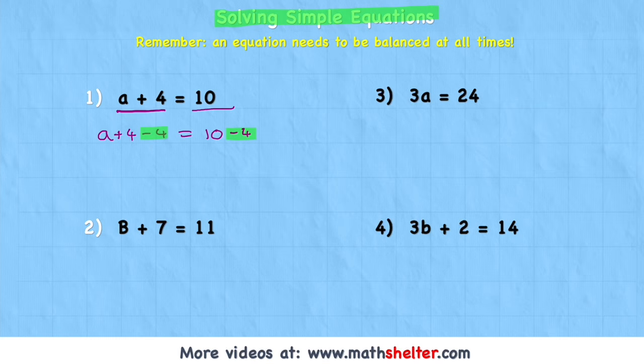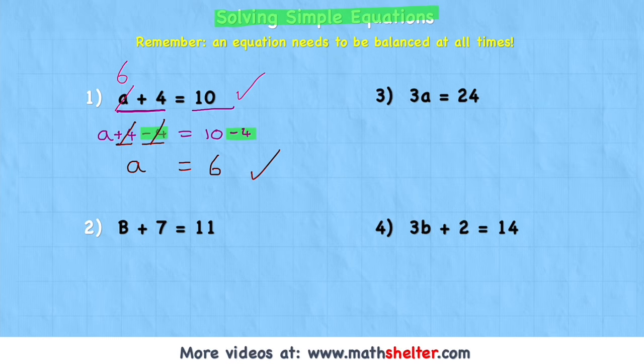And what that's enabled us to do is it's now saying that my plus 4 and my minus 4 both cancel each other out because plus 4 minus 4 is 0. So now my a is on its own and my a equals 10 subtract 4, which is 6. So the answer to my first equation is a equals 6. And I can check that by just substituting this a for my 6 and saying the sentence all over again. And it's 6 plus 4 equals 10, which is correct. Perfect. Okay, let's do the same thing with this second example.